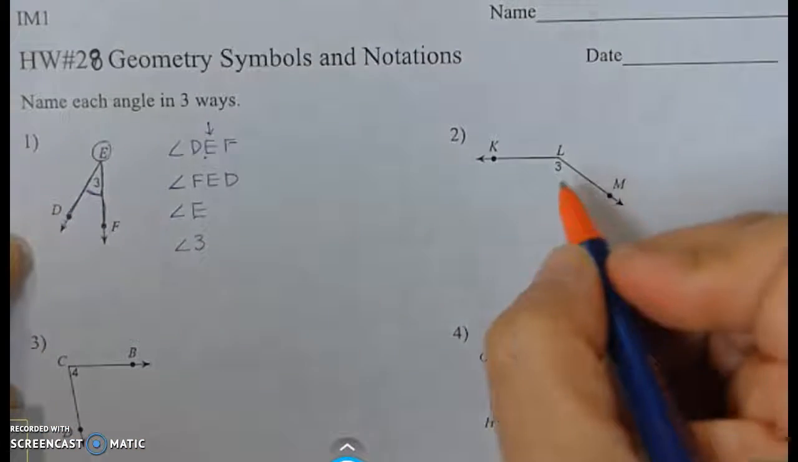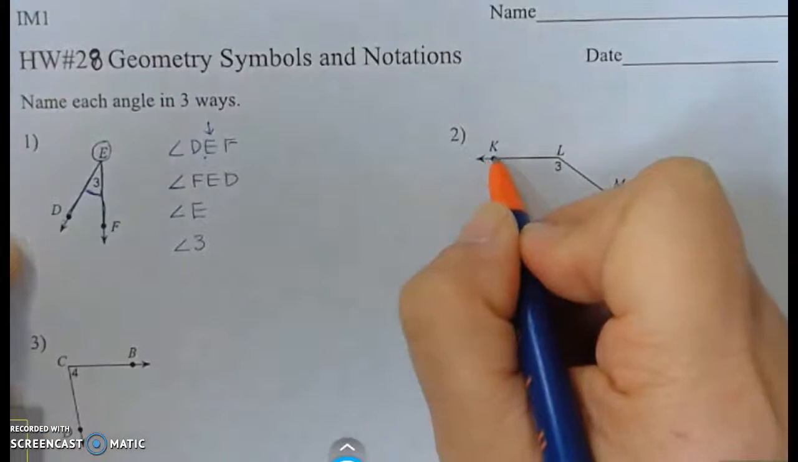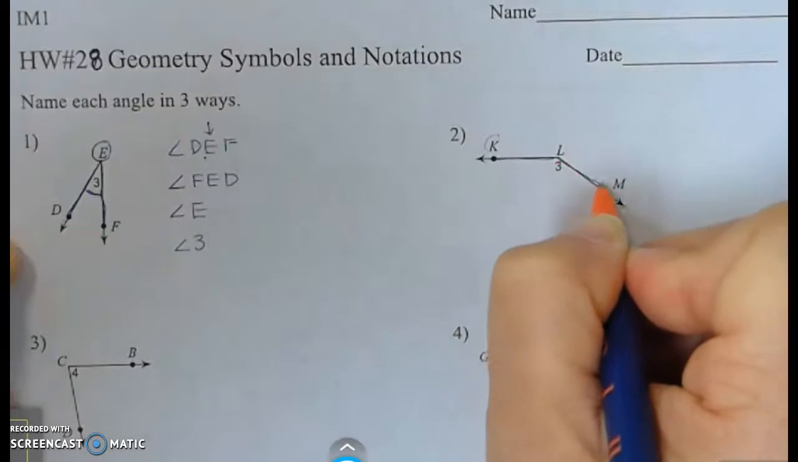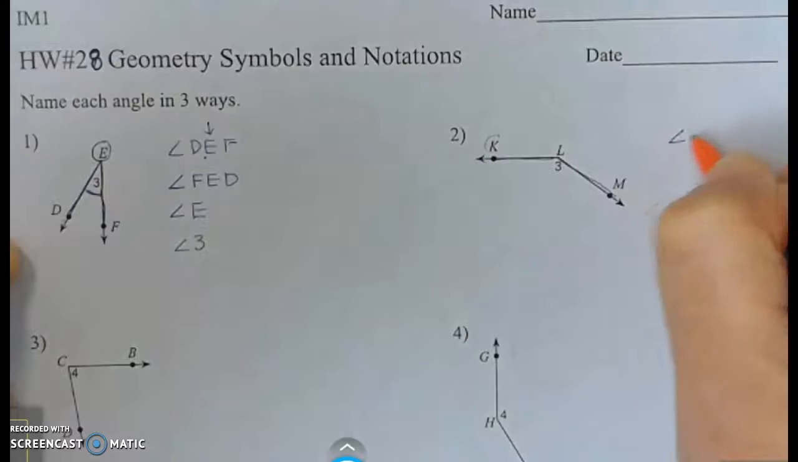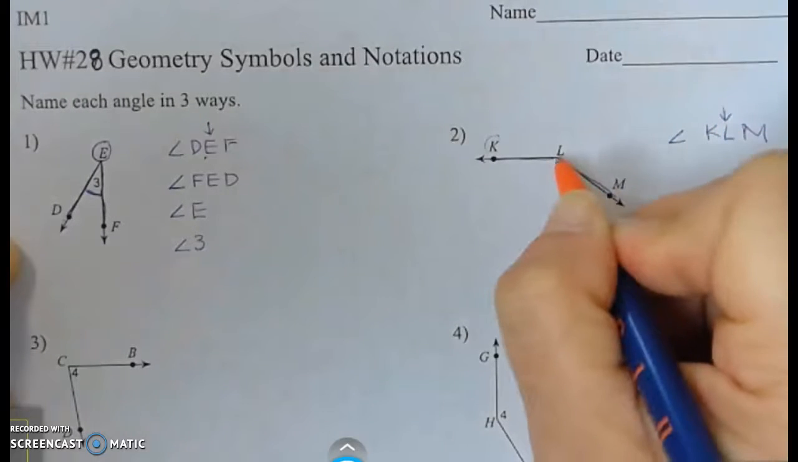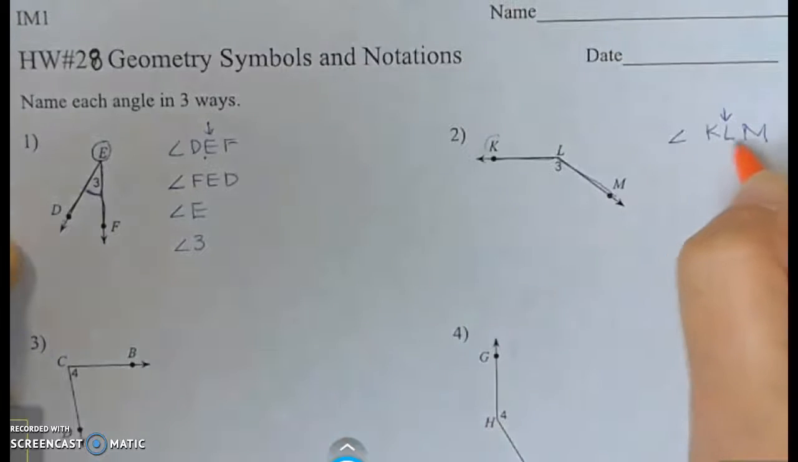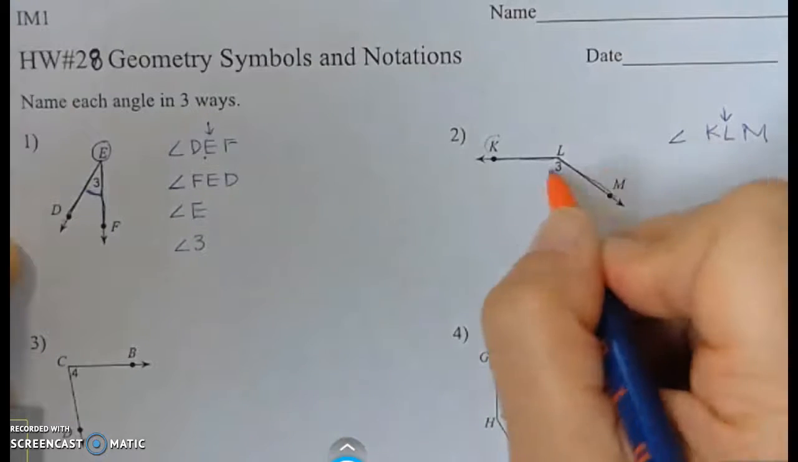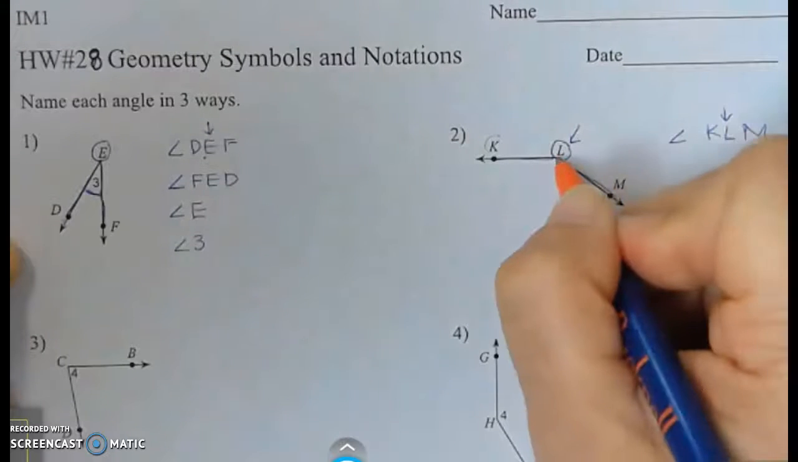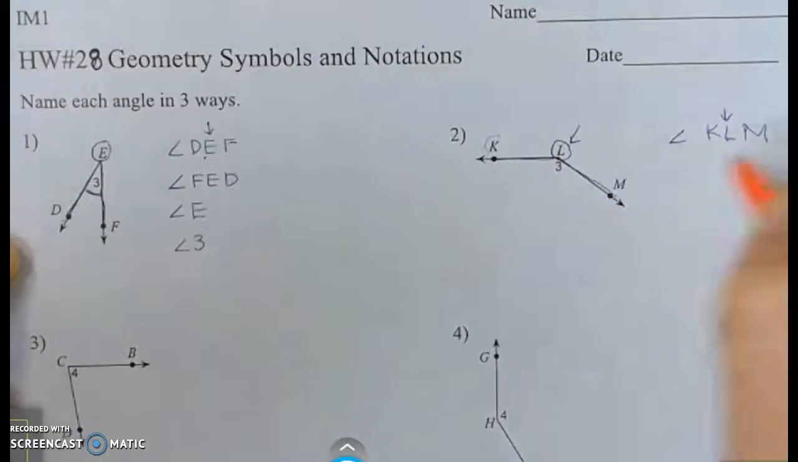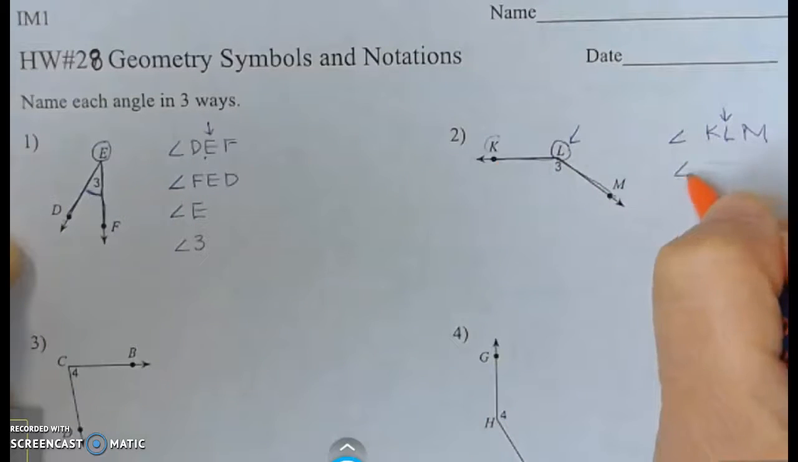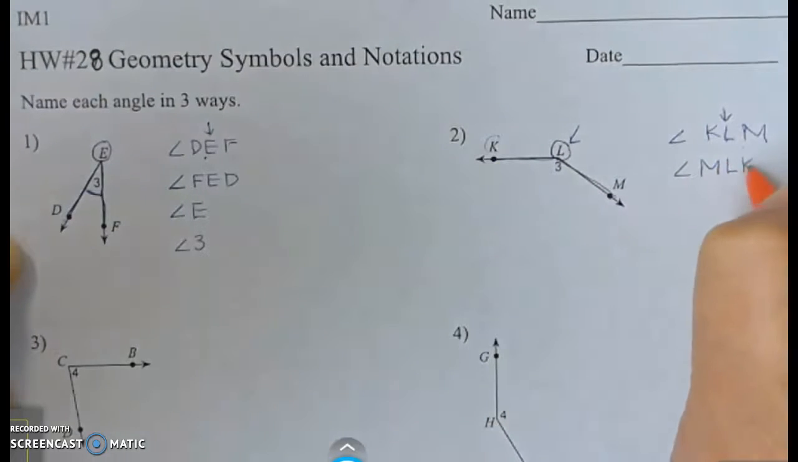What about this one? Again we can go from the letters, angle KLM. Again, it's important that the middle letter in the 3-letter angle notation is at the vertex. L has to be in the middle. Another way is we could call this from M, L, K, angle MLK.